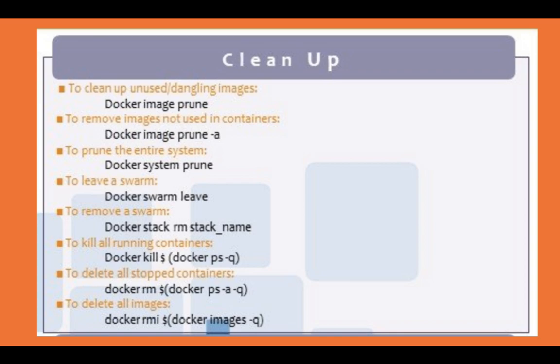To kill all running containers, we can write the docker command as docker kill $(docker ps -q). So this will kill all our running Docker containers. docker rm $(docker ps -a -q) will delete all stopped containers. docker rmi $(docker images -q) will delete all images.